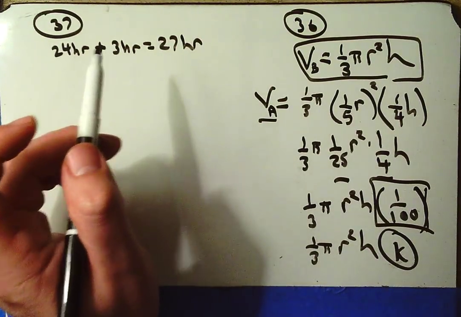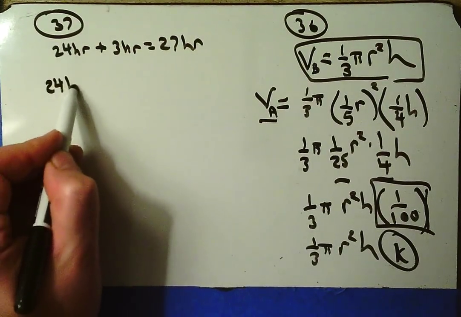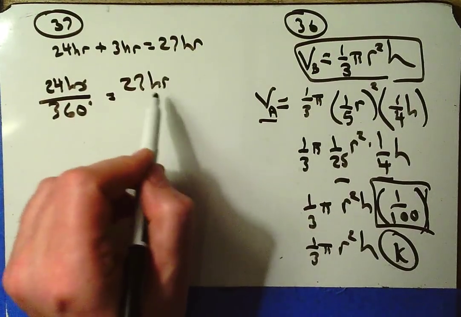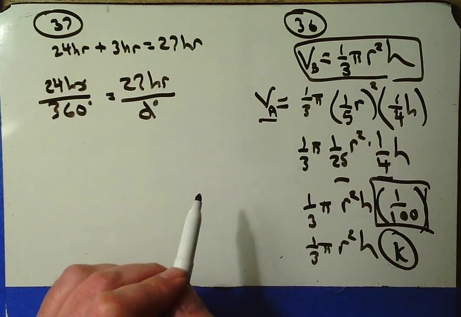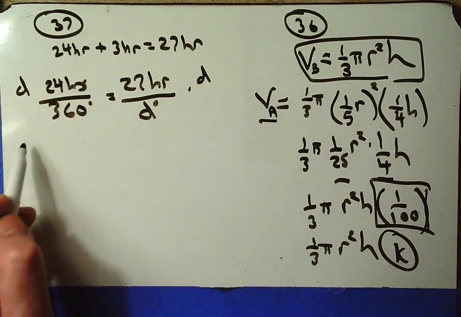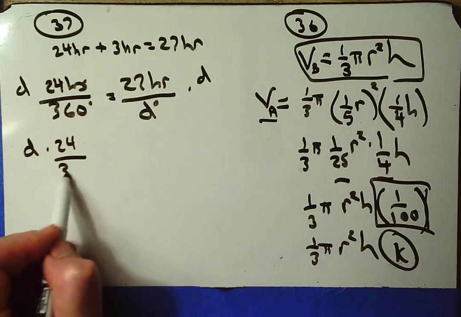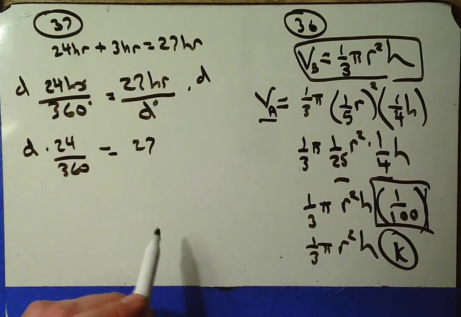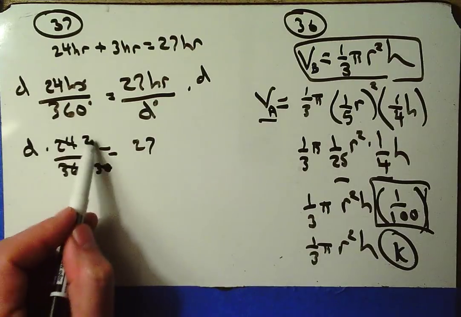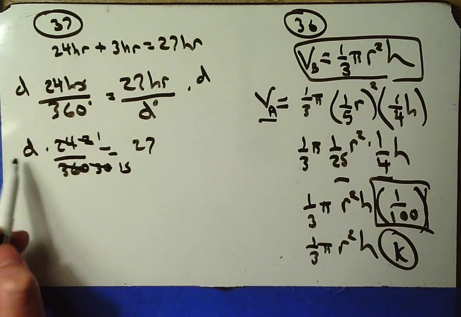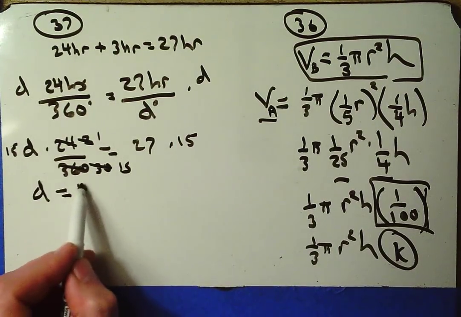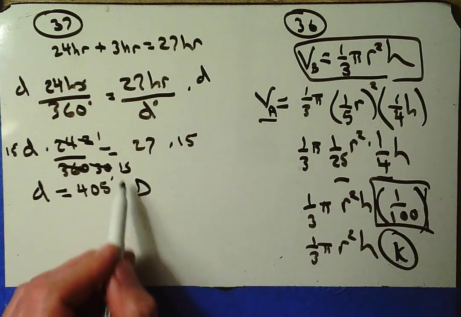Okay, and how many degrees would that be? Well, we know in 24 hours, we're going to do 360 degrees. So in 27 hours, how many degrees will we go through? And so I can solve this proportion by multiplying both sides by d and getting d times 24 over 360 equals 27. I notice that 12 goes into both of these, 30 and 2. Oh, look, I can take this even further, 1 and 15. If I multiply both sides by 15, I get that d equals 27 times 15, or 405 degrees, which is choice D.